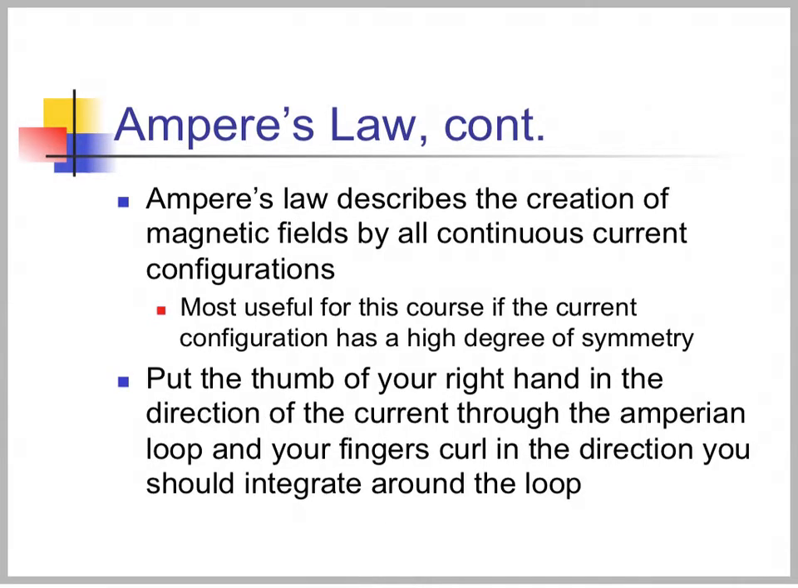Ampere's law describes the creation of magnetic fields by all continuous current configurations. And again, this is most useful for this course if the current configuration has a high degree of symmetry. I put the thumb of my right hand in the direction of the current through the Amperian loop, and my fingers curl in the direction you should integrate around the loop.